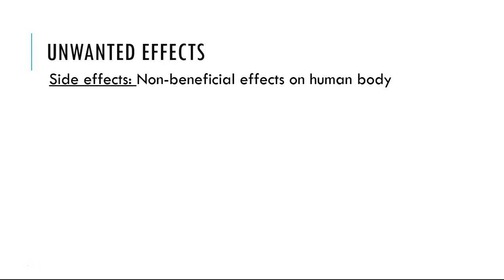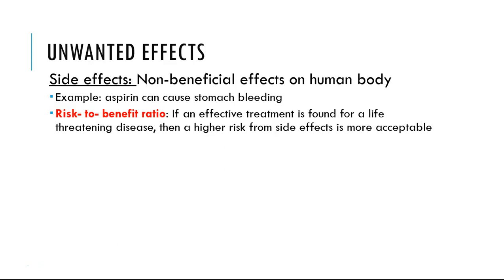But some of them are known and well established. So for example, aspirin can cause stomach bleeding. Now, when we decide whether or not we want to use aspirin, we have to consider something called the risk to benefit ratio. So if we have an effective treatment for a life-threatening disease, or even a disease that's causing us a lot of harm in some way or another, or degrading our quality of life, then a higher risk from side effects is more acceptable.